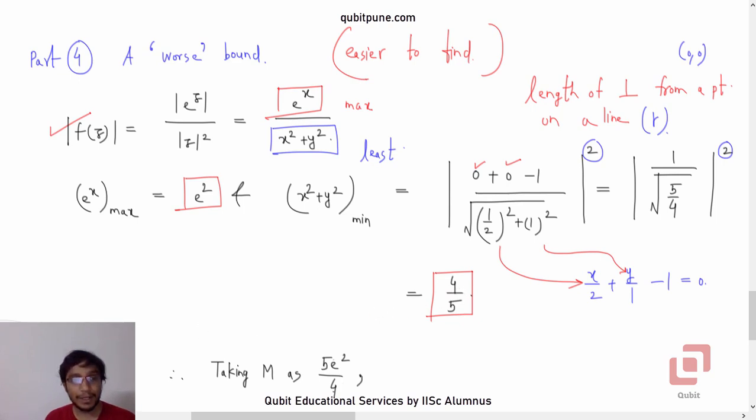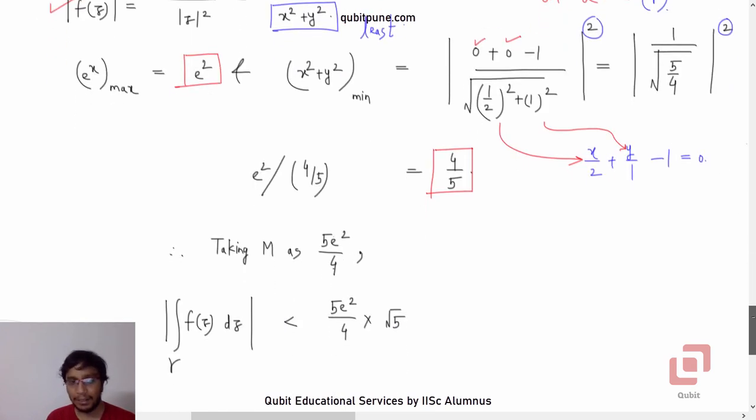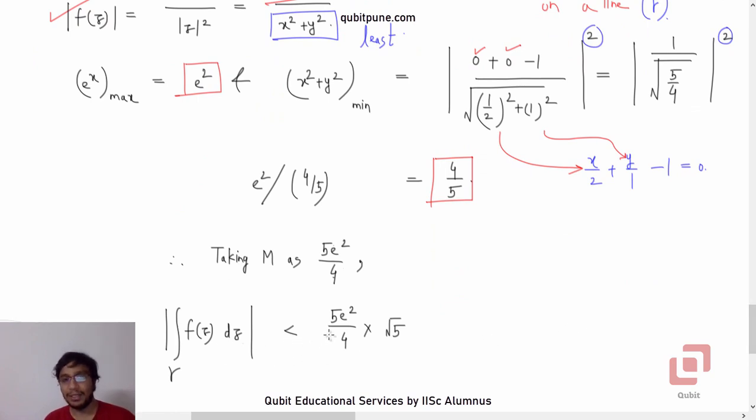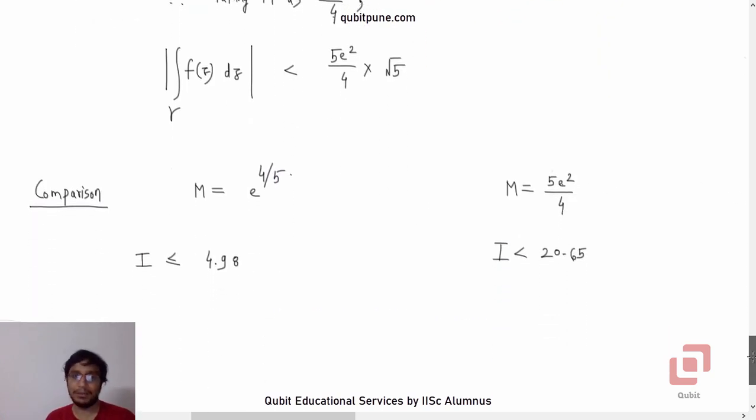So now what we can do is take M as e to the power 2 divided by 4 by 5, or 5 times e squared divided by 4. L will not change, so the integral has to be less than 5 e squared upon 4 into root of 5. Now let's just compare the two bounds. This was worse but easier, the other better but difficult to find.